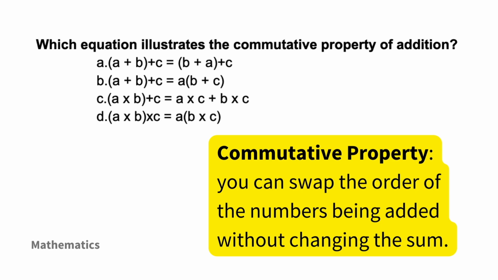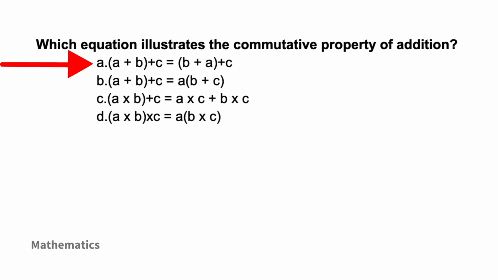Recall that the commutative property states that you can swap the order of the numbers being added without changing the sum. So let's analyze the options beginning with A. This equation swaps the order of A and B within the parentheses. This illustrates the commutative property because the sum inside the parentheses does not change regardless of the order of A and B. However, we want to double check B, C, and D just to make sure.